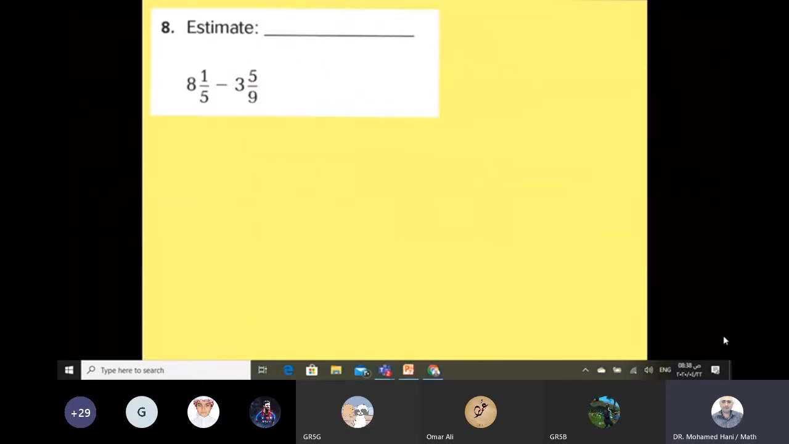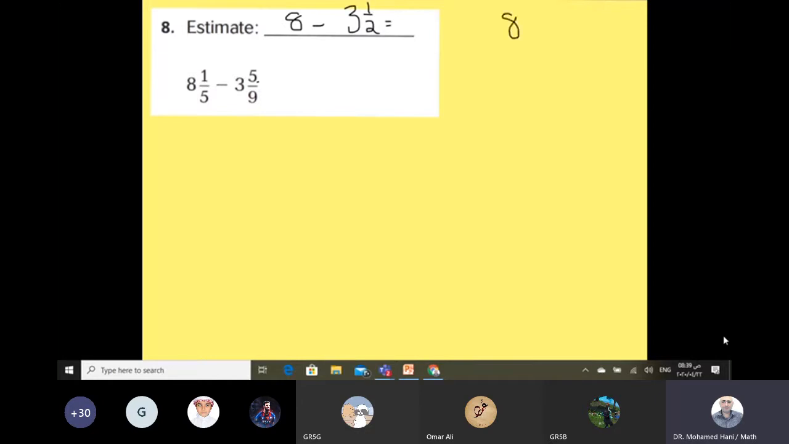All right, for number 8, if we wanted to estimate first, I would say this is about 8 wholes minus, all right, 3 5/9. I know 9 is an odd number, so you really can't find a half of it, but a half of 9 would be 4 1/2. So 5 is really close to that. So I'm going to say 8 minus 3 1/2.